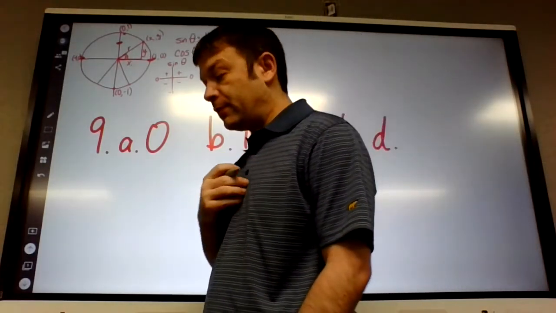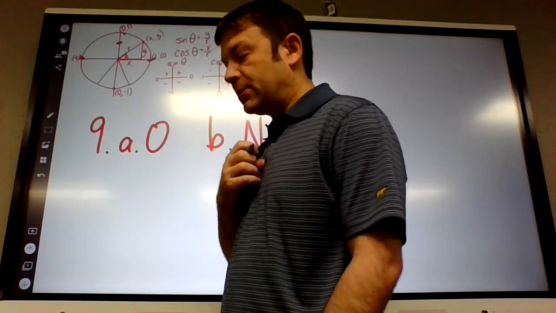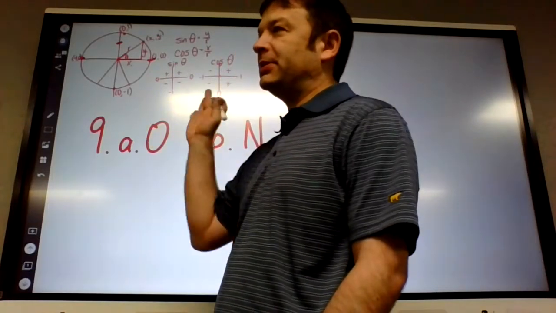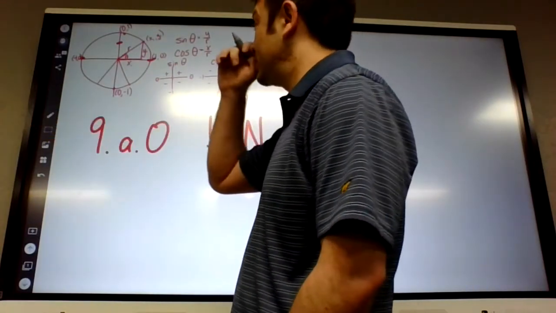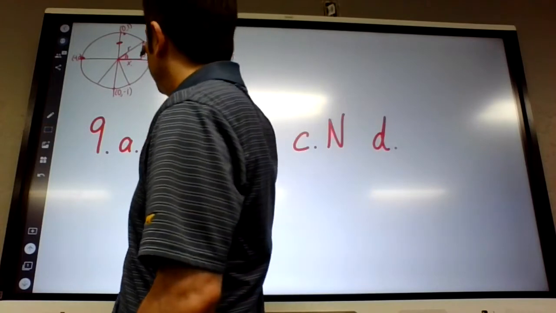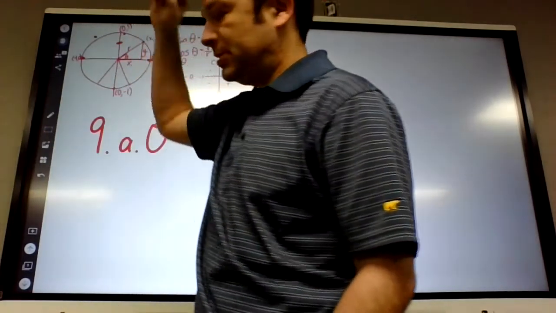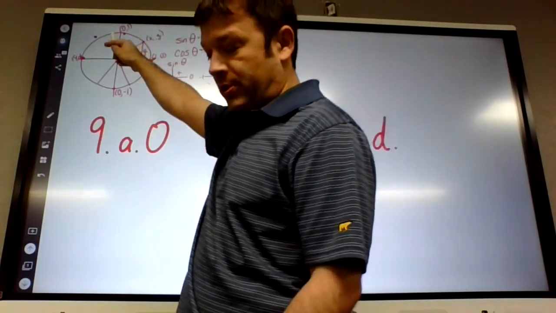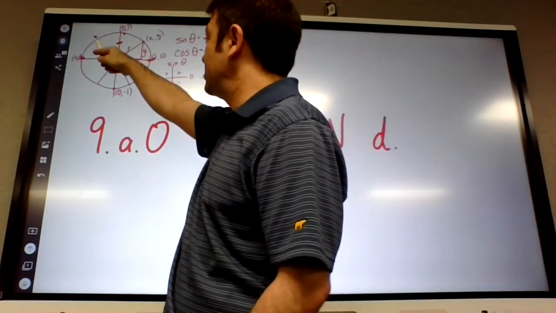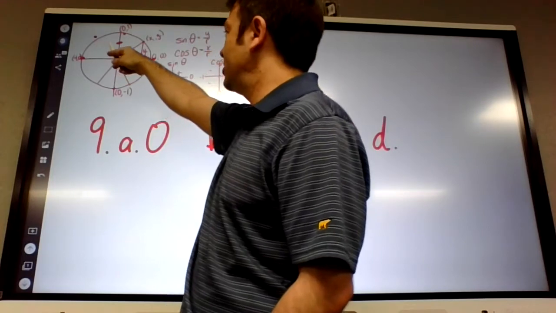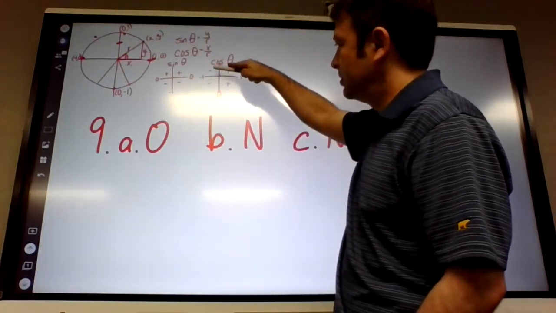D, 3/4 pi. So pi is 180, right? It's like half a rotation. So 3/4 pi would be like 3/4 of the way over, right there. That is the 2nd quadrant, and we're talking about cosine. Is cosine positive or negative in the 2nd quadrant? Negative.